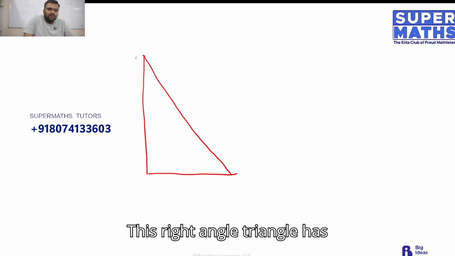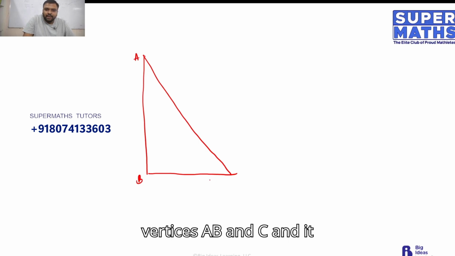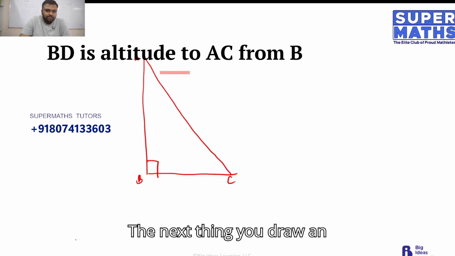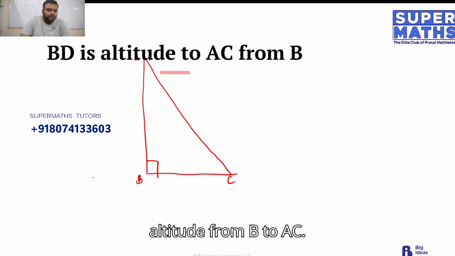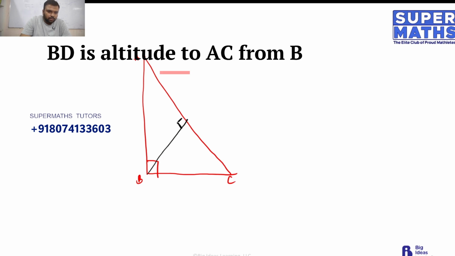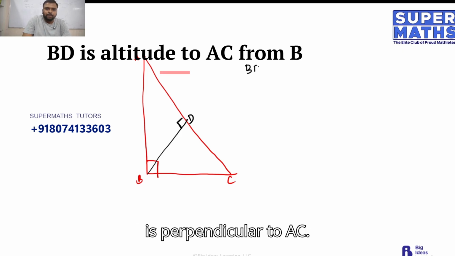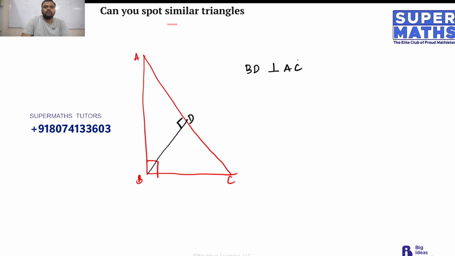This right angle triangle has vertices A, B and C, and it has a 90 degrees. AB is perpendicular to BC. Okay. The next thing, you draw an altitude from B to AC. Let us name it D. So BD is perpendicular to AC. Okay, BD is perpendicular to AC.